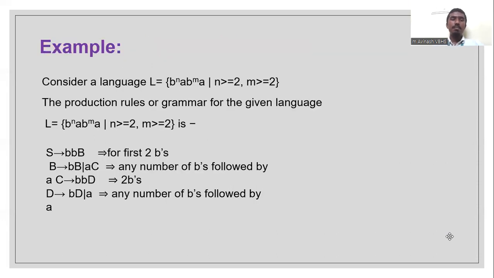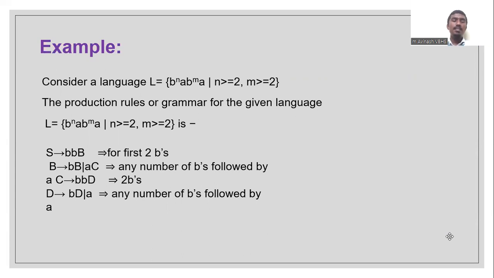Let us consider an example. Consider a language L = b^n a b^m a, where n is greater than or equal to 2 and m is greater than or equal to 2. The production rules or grammar for the given language is S → bC.